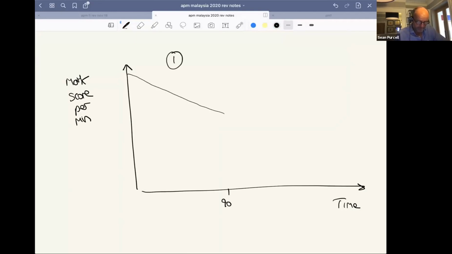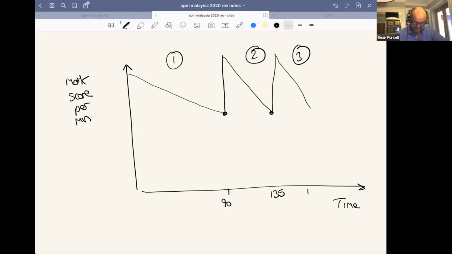That's question 1. I would suggest, very roughly, that you're going to get the first 50% of the marks more quickly than the second 50%. But this is 90 minutes. So at 90 minutes, we stop and we start on question 2, and that is another 45 minutes. And then we start question 3, and that takes us up to 180 minutes. And there's your 3-hour exam.